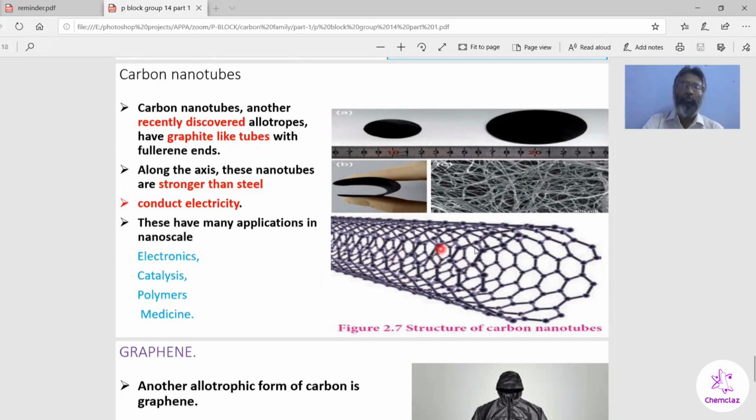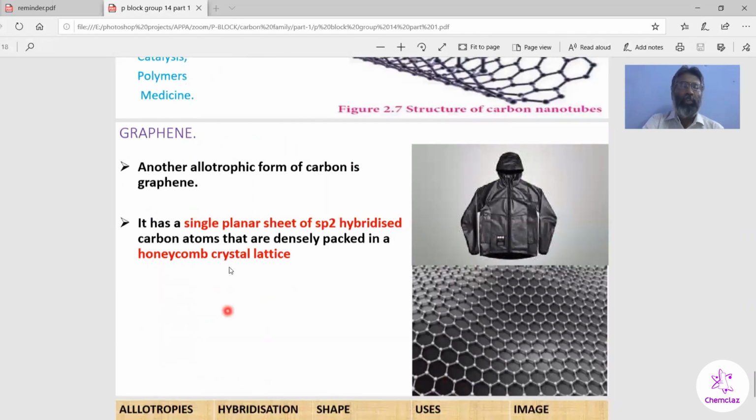So 3 sigma bonds and 1 pi electron. Uses: electronics, catalyst, polymer, medicine. The last one is graphene. So graphene, another allotropic form of carbon, is graphene.